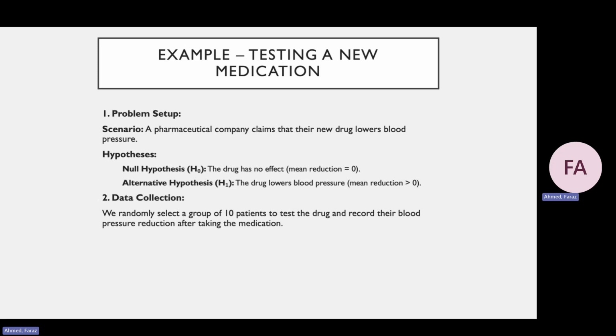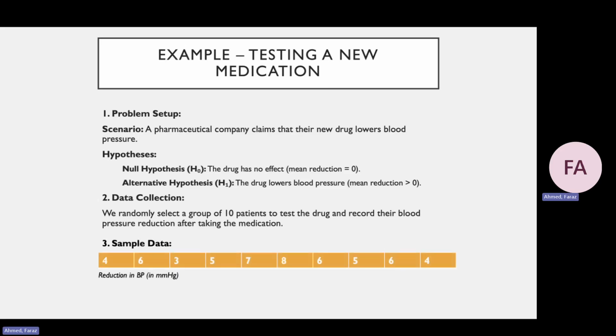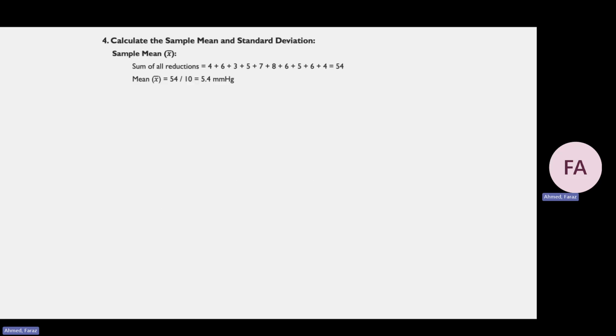To test this, we collect data from a sample of 10 patients who took the drug and recorded the reduction in their blood pressures. Here is the data. We will now analyze this data to determine whether we have enough evidence to reject the null hypothesis. To do this, we perform some simple calculations. We first calculate the sample mean. We then find out the standard deviation. For simplicity of calculation, we assume it's 1.5.